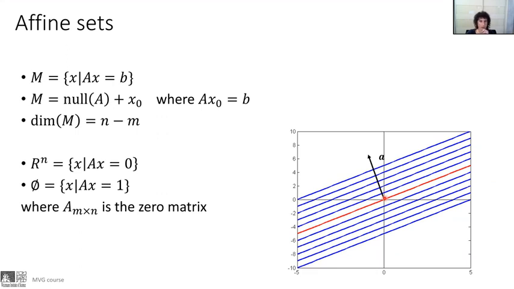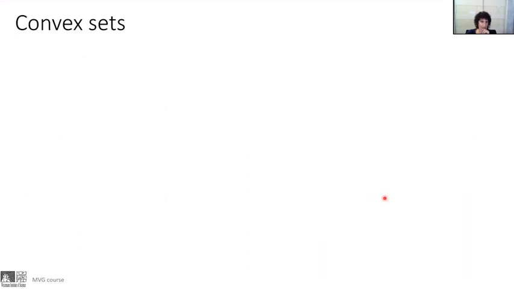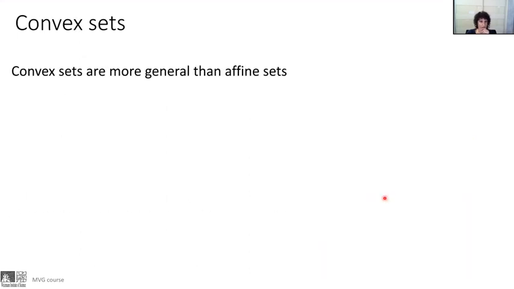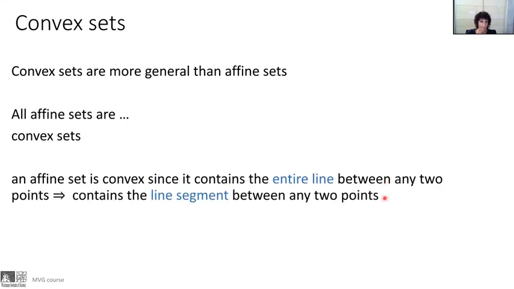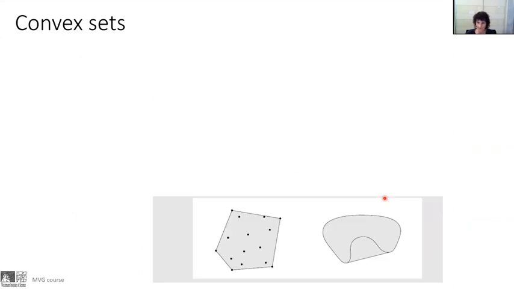Okay, so we concluded with an affine set. And I would like to say the following that Dana asked in the beginning. Convex sets are more general than affine sets. All affine sets are convex sets, since any affine set contains the entire line between any two points, and therefore it contains the line segment between any two points, therefore it's convex. The other direction, of course, is not true.